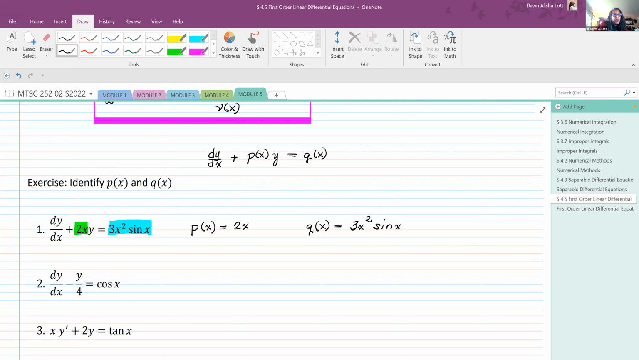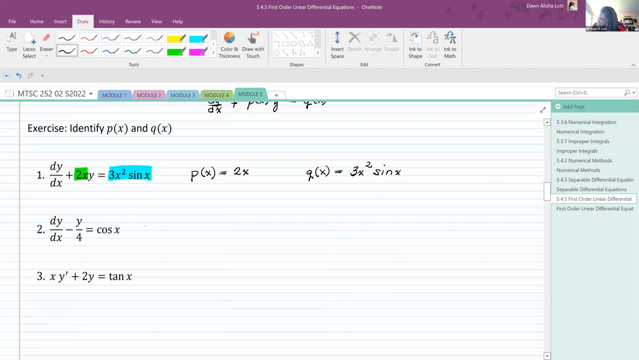All right, the next one. It doesn't look like something I'm ready to work with. I will fix it. dy/dx minus 1 over 4y is equal to cosine x. Sometimes they're not obvious. So what is P of x? Okay, so P of X is -1/4. And Q of X is cosine X.